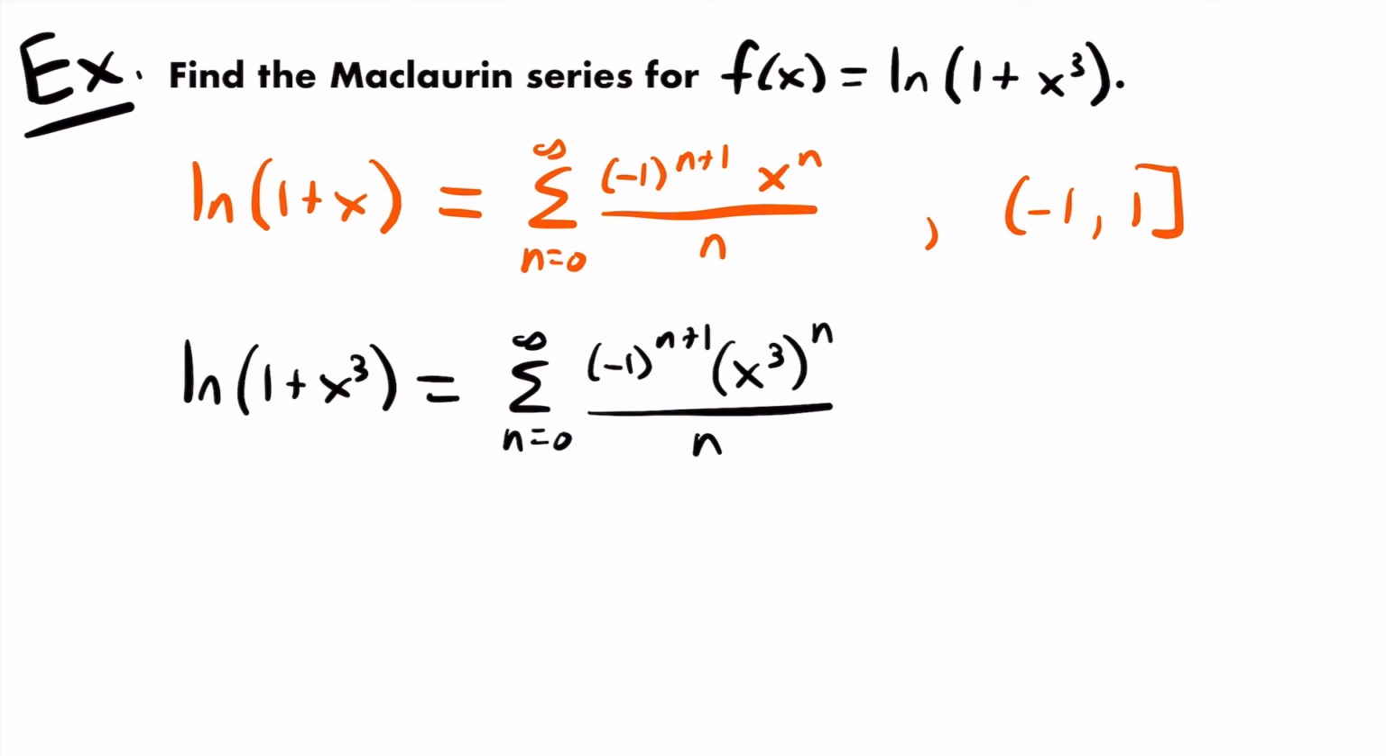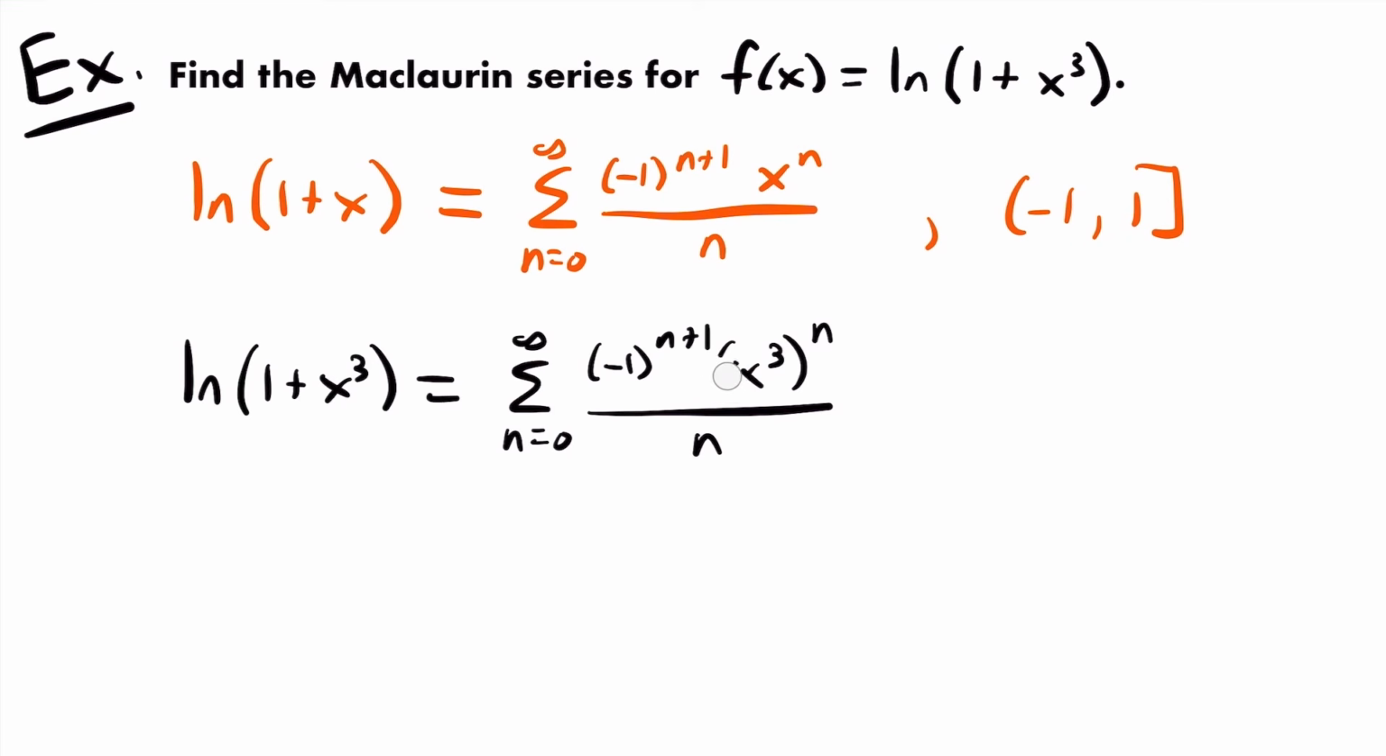All right, all we had to do was replace this x with x cubed because that's what x is in our function. Everything else is the same. We have the natural log of 1 plus x, but now we have the natural log of 1 plus x cubed, so we replaced that x with x cubed. Now we can simplify a little bit. X cubed to the power of n will just be x to the power of 3n because we multiply these exponents to get the new exponent for x, right?